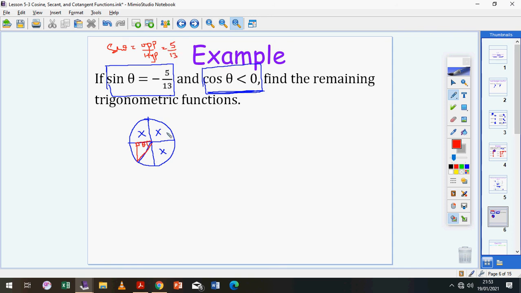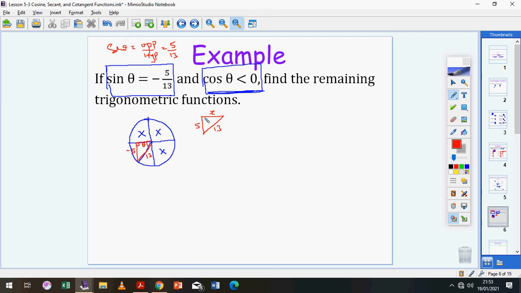So I'm going to name my opposite here as 5 and my hypotenuse as 13. Now this negative, I think you can see clearly here that on the y-axis I'm going below the y-axis. That means the 5 is negative. This is a right angle triangle. I don't know what the x value is, but I know the y value is 5, and the hypotenuse is 13.